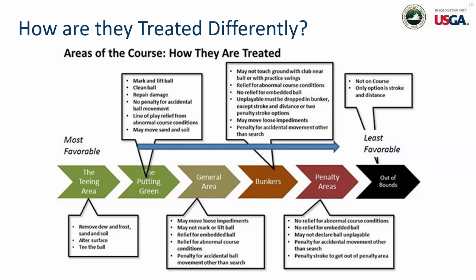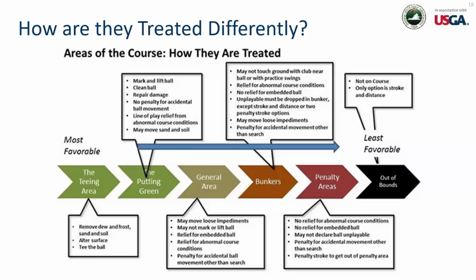Next, the general area. The general area is the middle of the favorability scale. It is treated better than bunkers and penalty areas, but there is not as much leeway as on the putting green. There is a penalty for accidentally moving your ball, including while moving loose impediments, with the exception for movable obstructions, or while trying to find the ball.